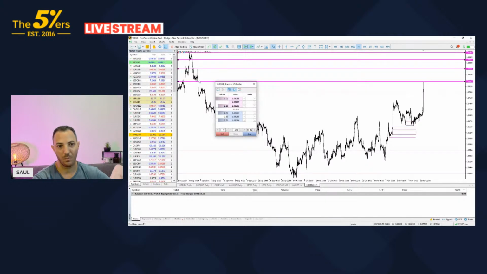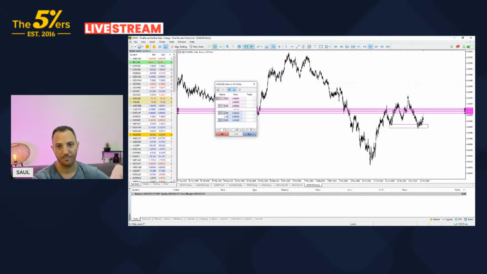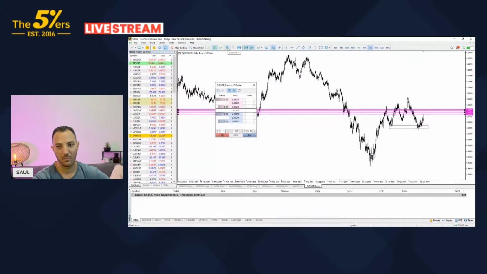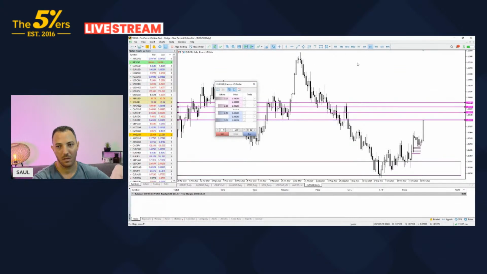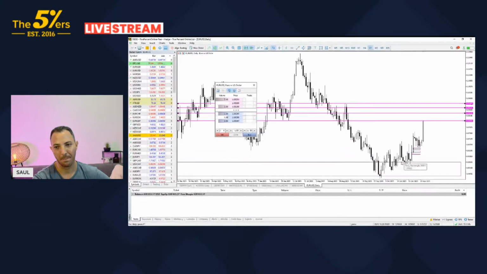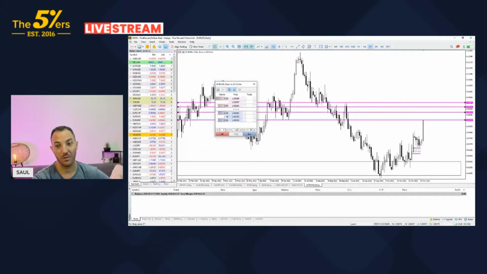So we have one supply area and one supply area. But at least the bias has been established on the dailies, and that was something very hard to establish back here. There wasn't a clear price action. Now today's movement confirms a turn in the market, which is good.